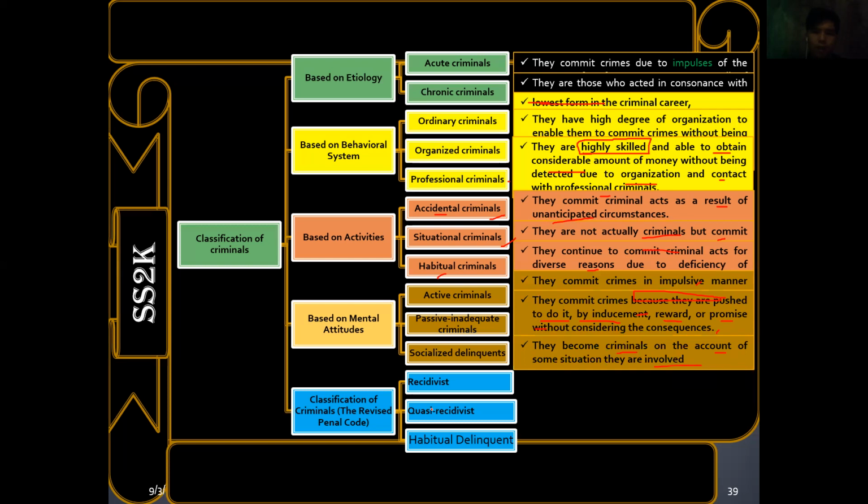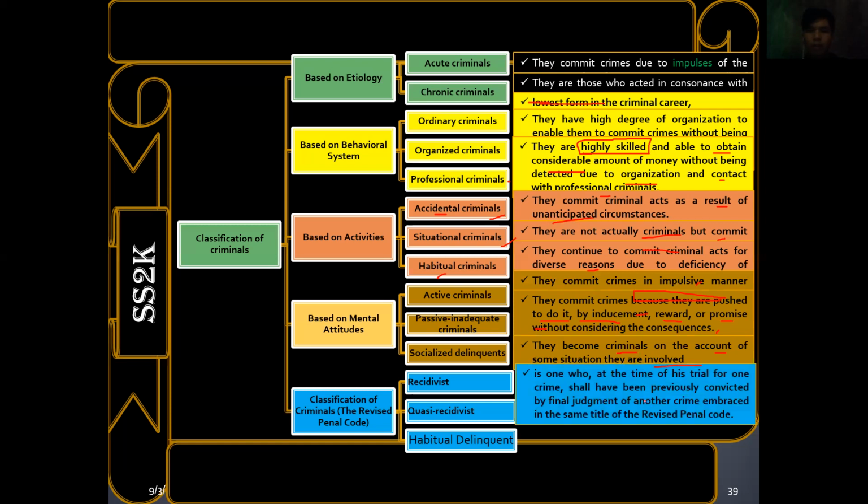We have also classification of criminals based from the revised penal code of the Philippines. We have recidivists, quasi-recidivists, and habitual delinquent. And this is very important to know because these are also basis in granting parole, probation, basis of imposing the penalty. So ito po importante. Sino nga ba ang recidivist? Sino ang quasi-recidivist? At sino ang habitual delinquent?